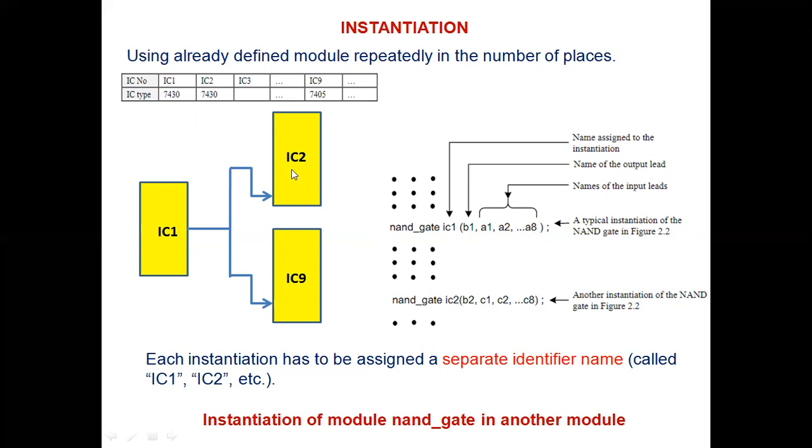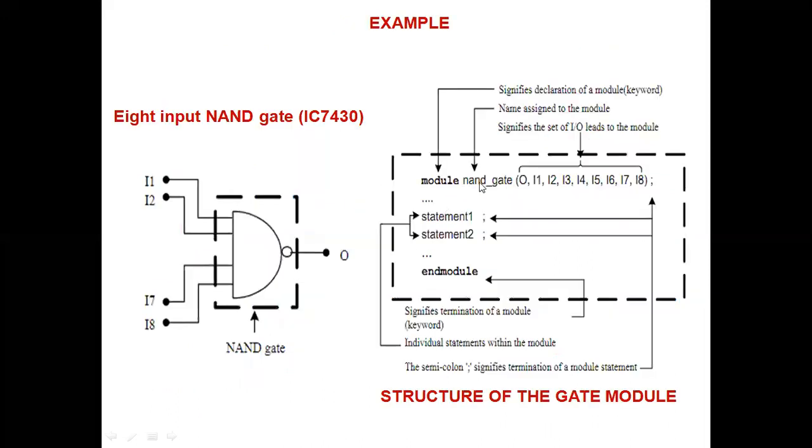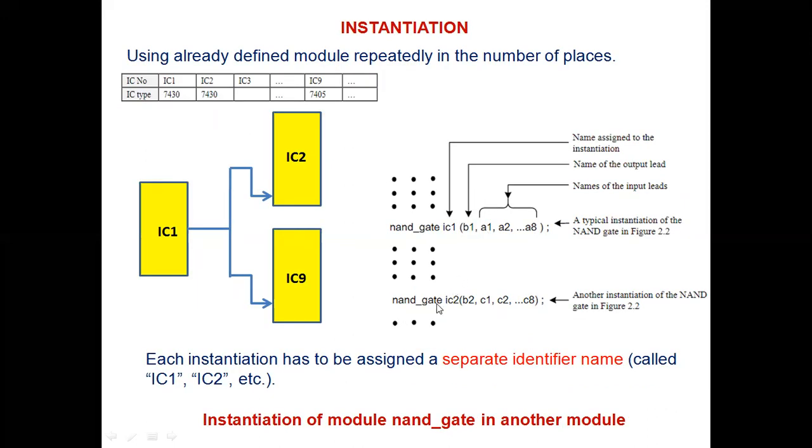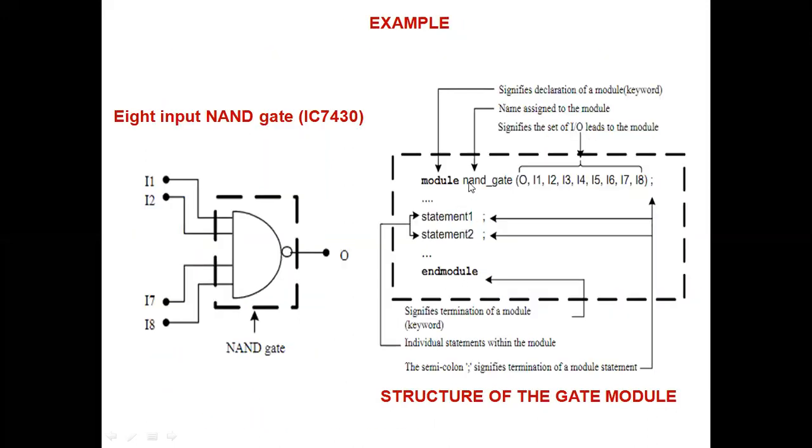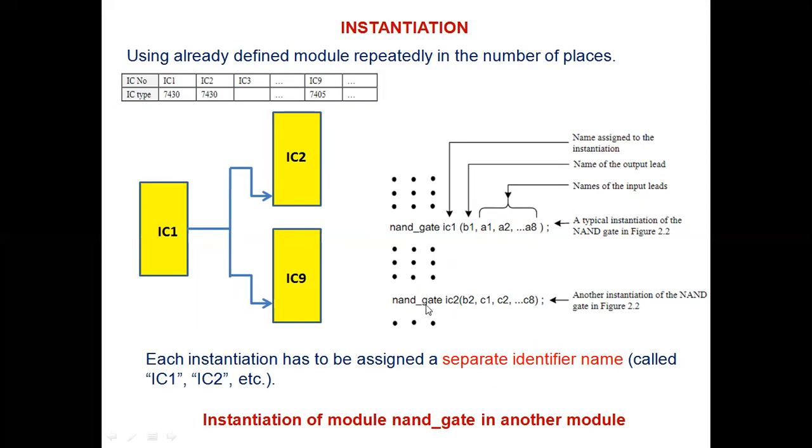Now IC2. What is IC2? It is also 7430. Again, we'll call this module; we can instantiate this module here. What is the name? NAND underscore gate, and the instance name here is IC2. Within brackets, we have to specify the outputs and inputs. B2 is the output and C1 to C8 are the inputs.